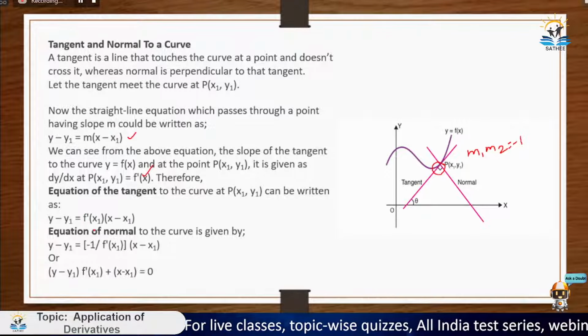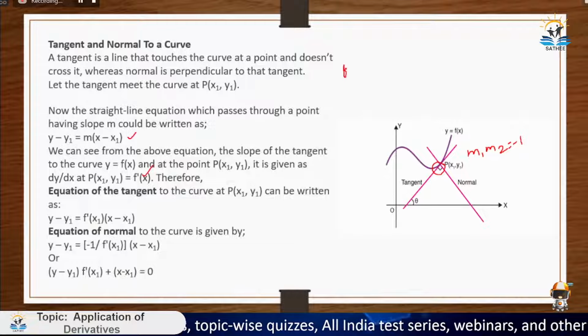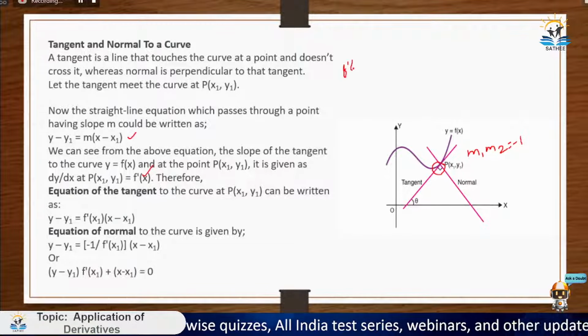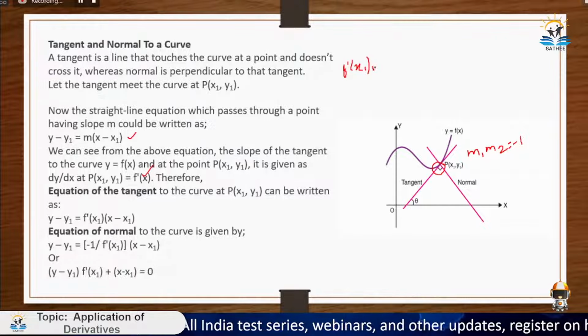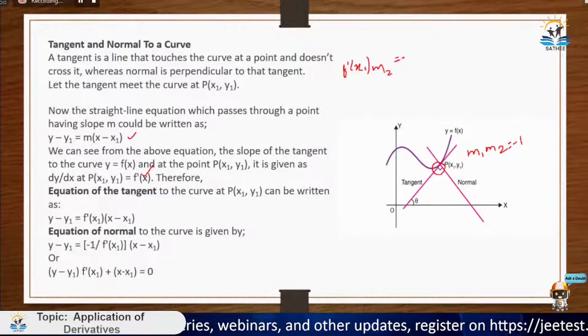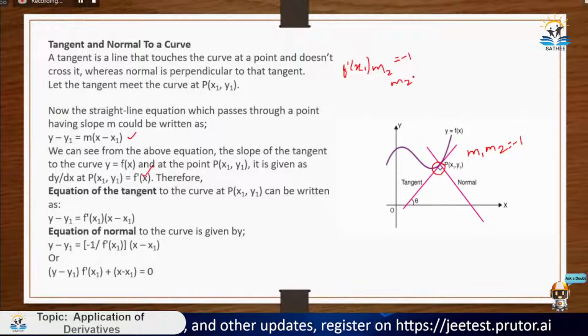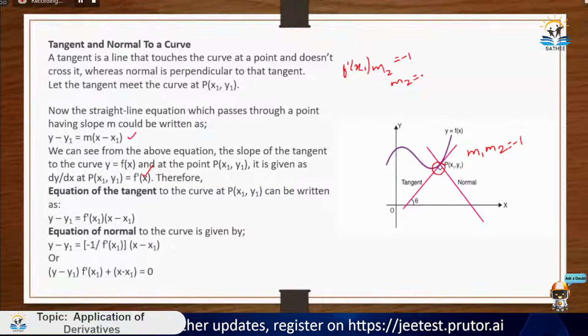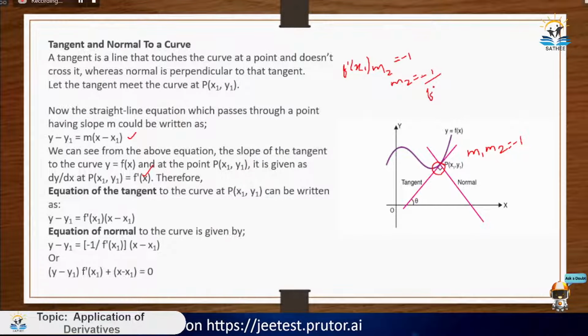And then the equation of normal. For the equation of normal, as I said, m1 m2 equal to minus 1. So f dash x1 into m2 is equal to minus 1. From here you will get m2 to be equal to minus 1 upon f dash x1. So this is your m2.